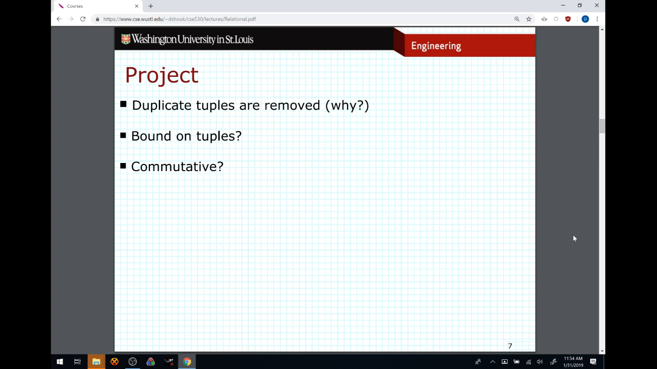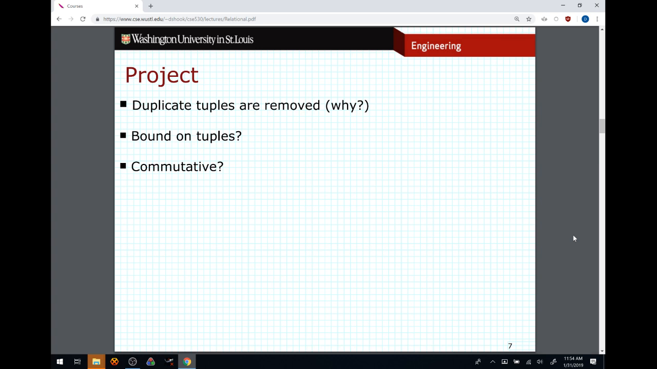Because if it simply sees that it's returning the same thing more than once, it's an identical entry. You don't need it. Well, there's a more technical reason for why. What's a relation? It's a set. We don't have duplicate things in sets.